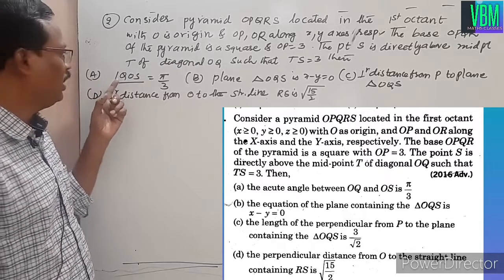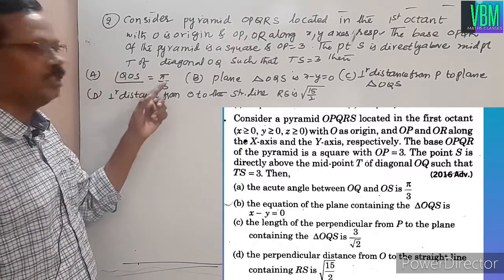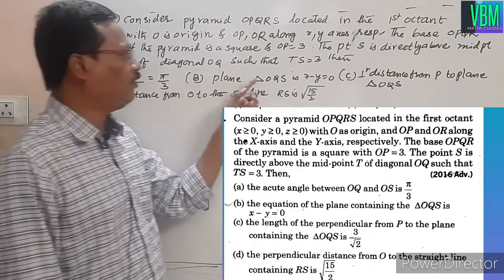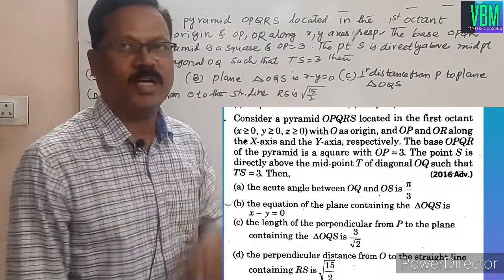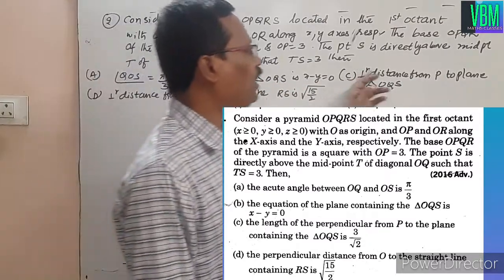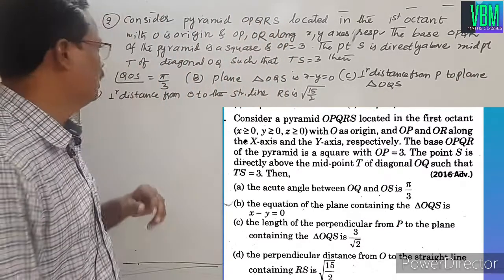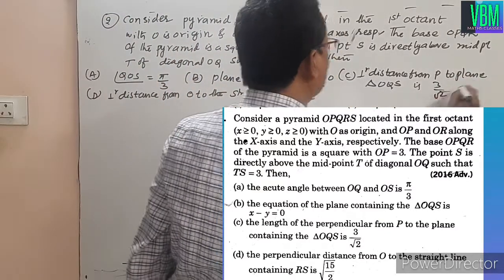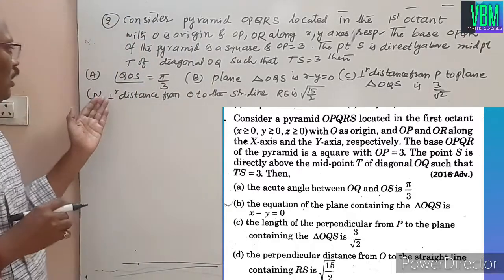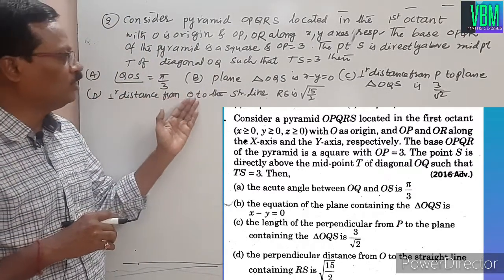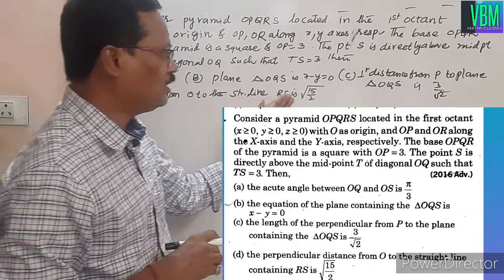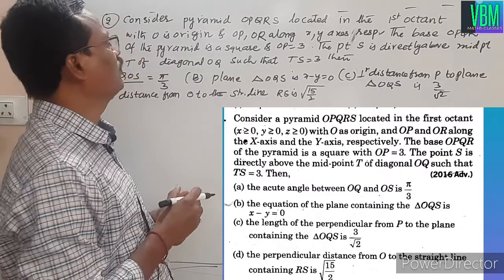Here, first option, angle QOS is pi by 3. Second, the plane of triangle OQS is x minus y is equal to 0. Third, the perpendicular distance from P to the plane formed by triangle OQS is 3 by root 2. And option 4, the perpendicular distance from the origin to the straight line RS is root 15 by 2.